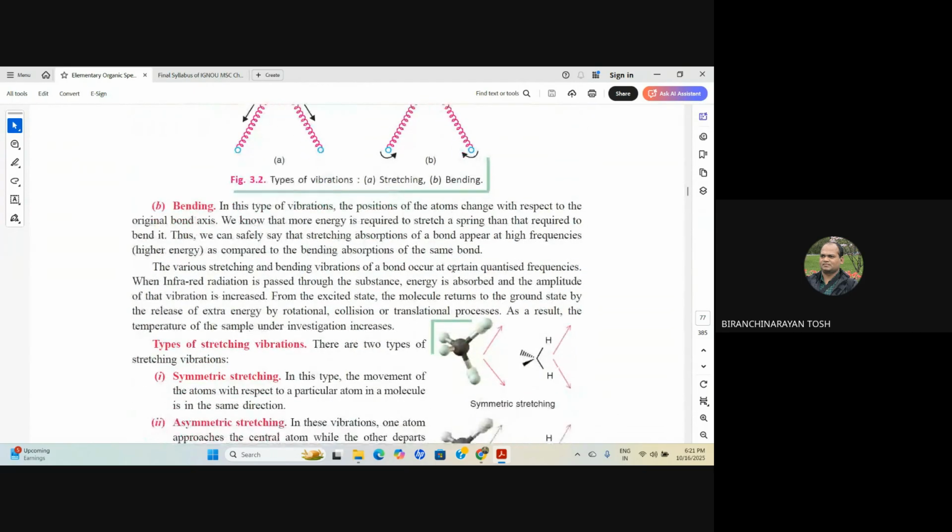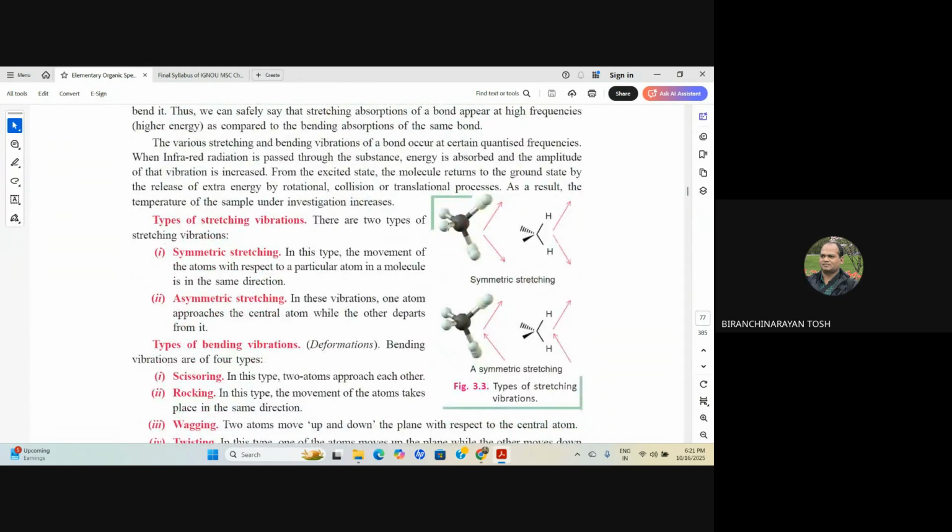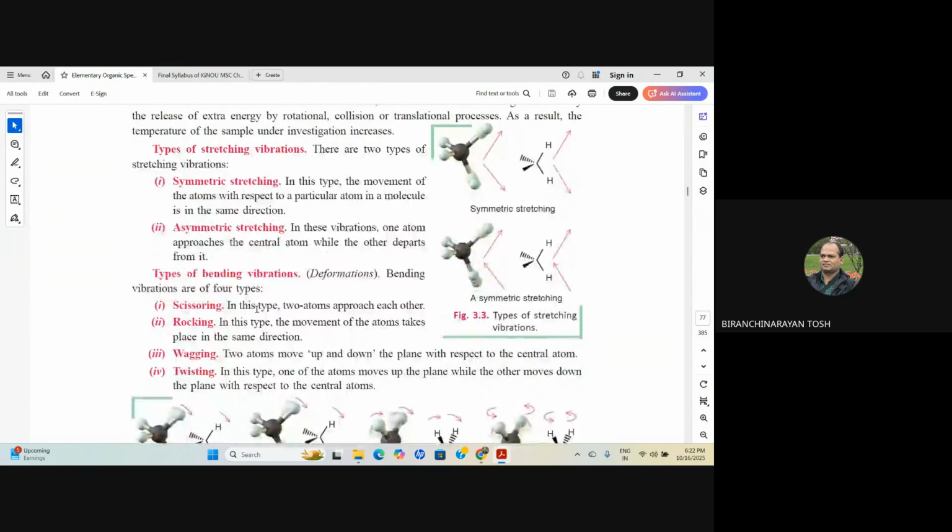We'll discuss this one. Types of stretching vibration: there are two types, symmetrical stretching and asymmetrical stretching. In symmetrical stretching, at a time both atoms move away or come closer. In asymmetrical stretching, one moves away and one comes closer. In symmetric stretching, the movement of the atoms with respect to a particular atom in a molecule is in the same direction. Here, in asymmetric stretching, one atom approaches the central atom while the other departs from it.